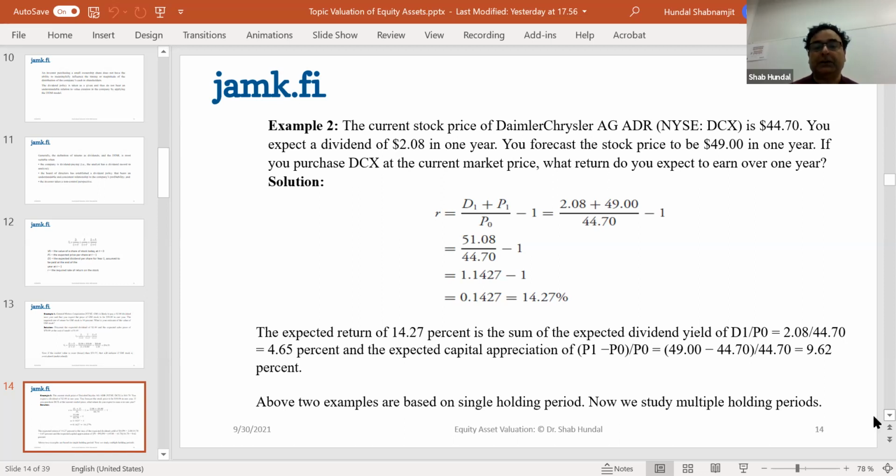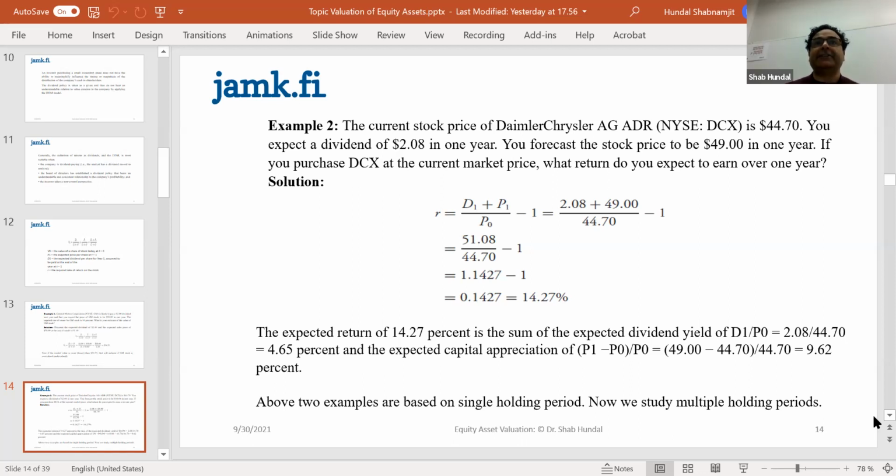So you know how much dividend you will be getting. You know the likely price and you know the current price as well. If you put all of them in, then the only missing figure is R, the rate of discount. So 14.27 is the expected rate of return, which includes two things: the capital appreciation and the expected dividend yield.